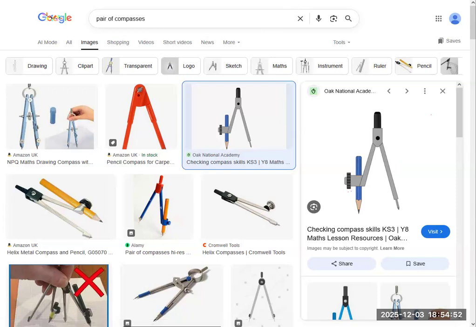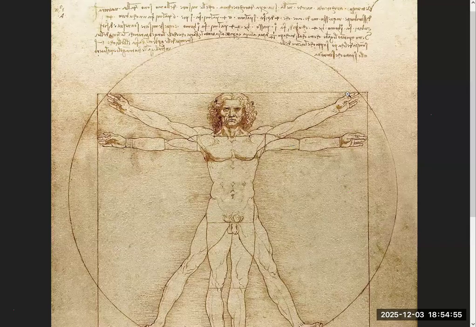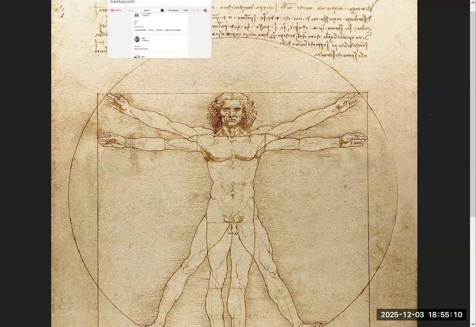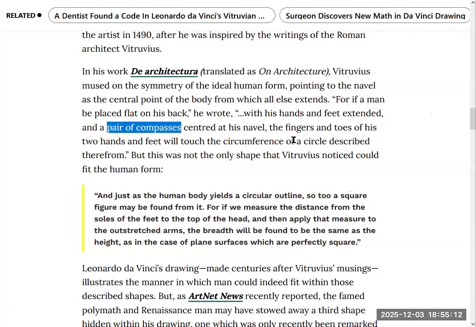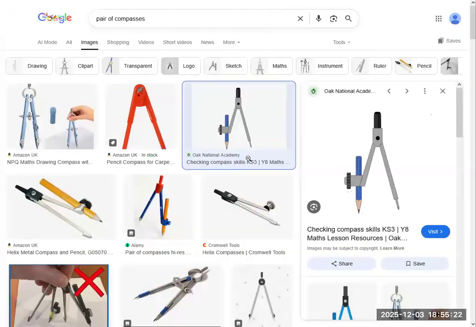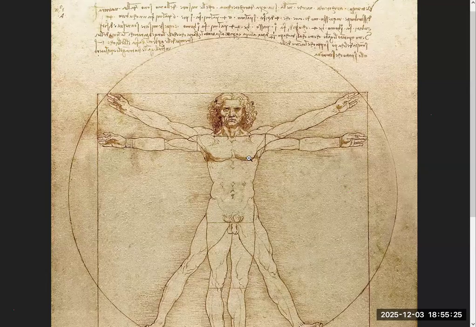So if we go back to that picture again with Vitruvian Man, this is how that circle was drawn around the man here. One point was put, hopefully not into his navel, but just near his navel, I suspect. And that's how the circle was drawn. That's a similar device, not exactly that one. So that's why it says, "For if a man be placed flat on his back," which is really what you see in that picture. That's a man lying on the ground, effectively, looking up at us, and we're looking down at him as he lies on the ground.